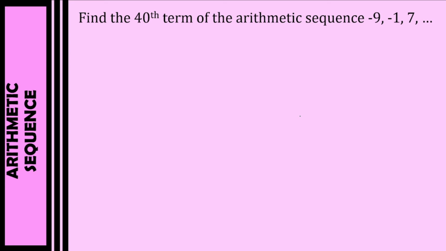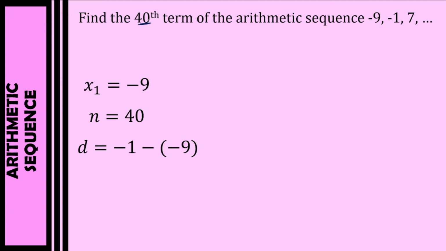Okay, now let's proceed to our second example. Find the 40th term of the arithmetic sequence negative 9, negative 1, 7, and so on and so forth. According to our problem, we're looking for the 40th term. Let's identify the given in our problem. Our first term is negative 9. Our n, the number of terms, is equal to 40.